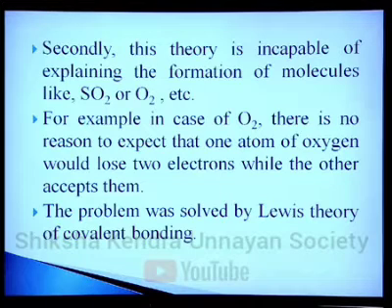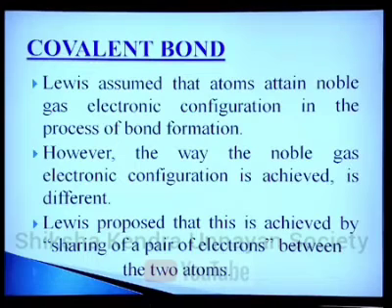For example, in case of O2, there is no reason to expect that one atom of oxygen would lose 2 electrons while the other accepts them. The problem was solved by Lewis' theory of covalent bonding. Now, I will discuss the covalent bond. Lewis assumed that atoms attain noble gas electronic configuration in the process of bond formation.